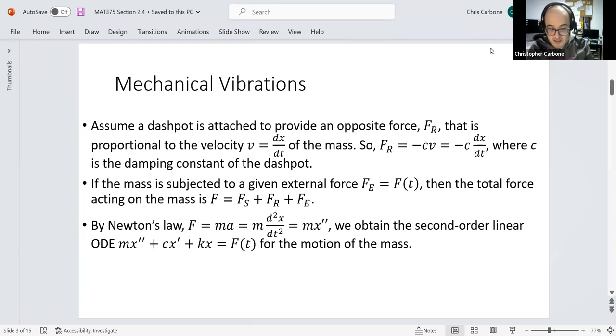So if the mass is subjected to a given external force, F sub E, equal to F of t, then the total force acting on the mass, F, is F sub S plus F sub R plus F sub E. By Newton's law, F is equal to ma, which is going to be equal to the mass m times the second derivative of x with respect to t, that being m times x double prime. We obtain the second order linear ordinary differential equation, m times x double prime plus c times x prime plus kx is equal to F of t for the motion of this mass.